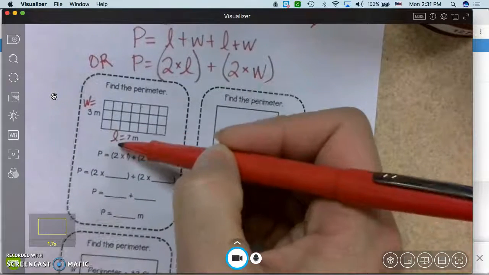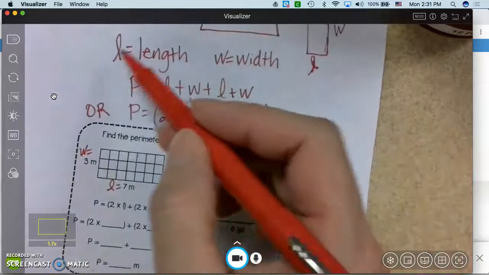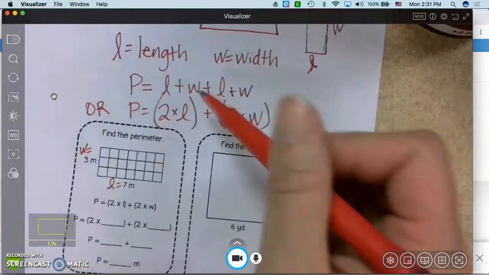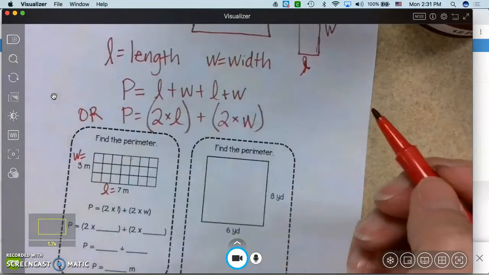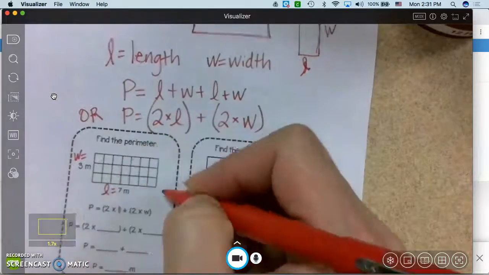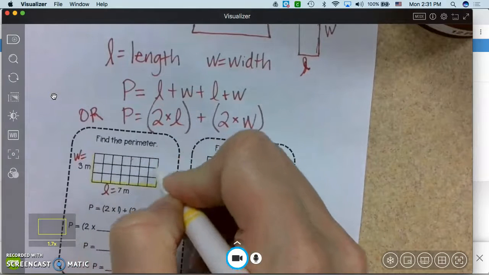What does this cursive L stand for? Length. They use a cursive L because a lowercase l looks like the number 1. And then the W stands for? And what does the P stand for? Perimeter. Remember, perimeter is the rim of the object. So we're finding this distance right here around the rim of our rectangle.